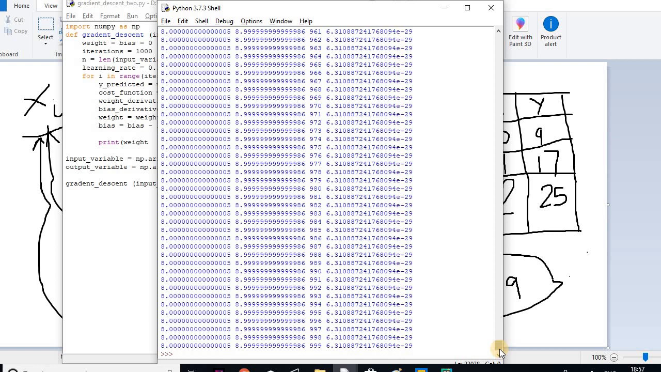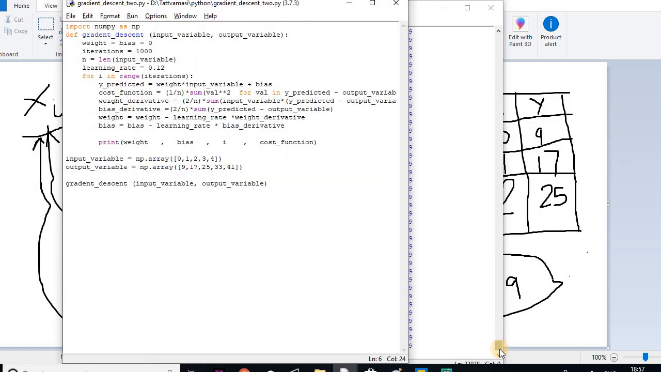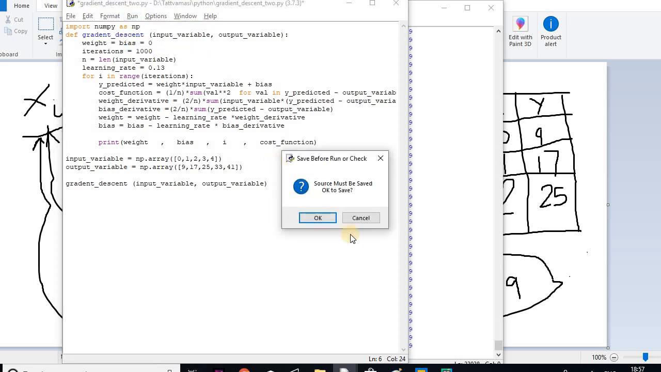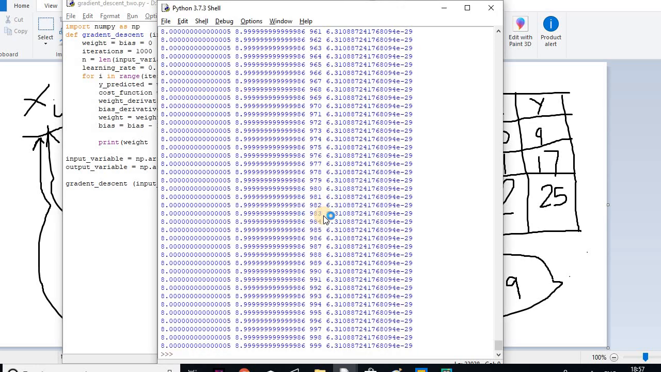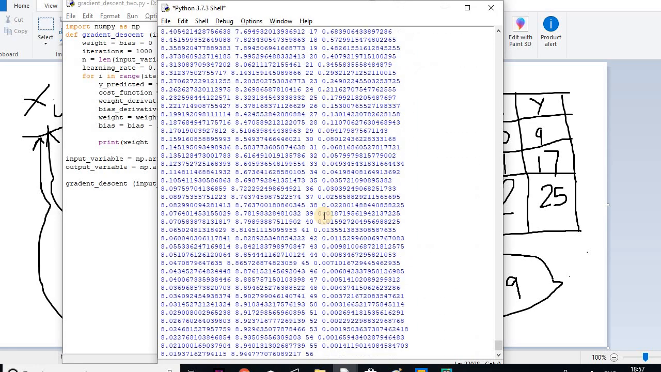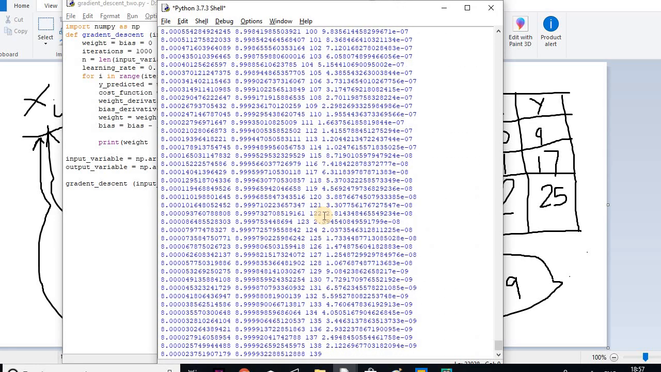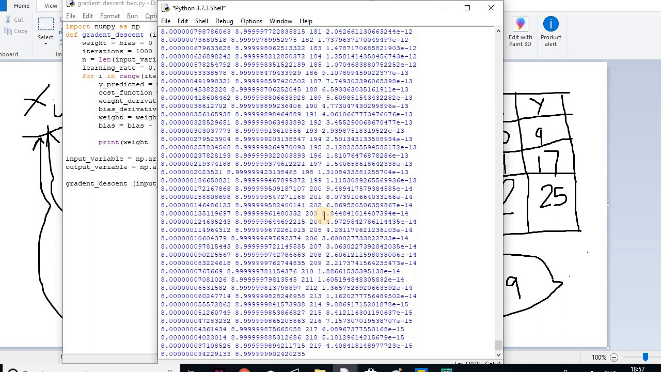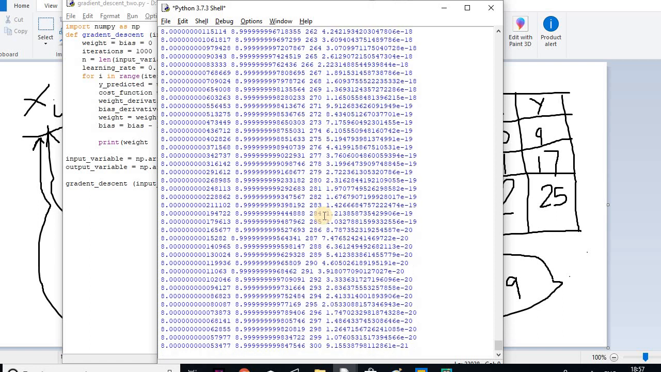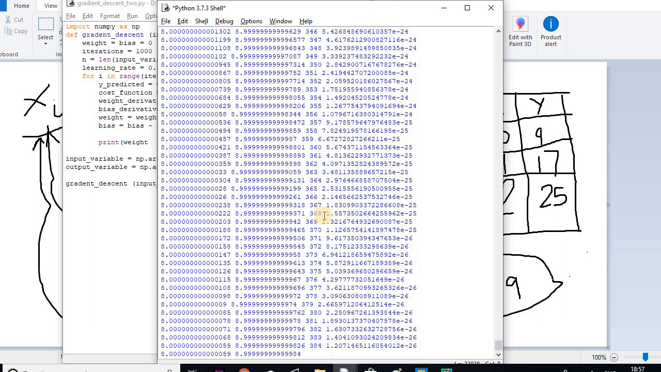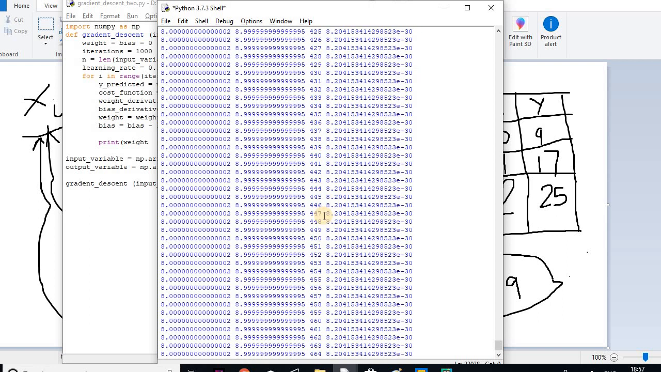So when we have given 0.12, the cost function is decreasing, and let me try with 0.13 as well. Let me see whether the cost function is decreasing or increasing. We got something similar to our weight and bias as well. So this is the optimization, we are somewhat closer. In that range only we need to optimize this model.